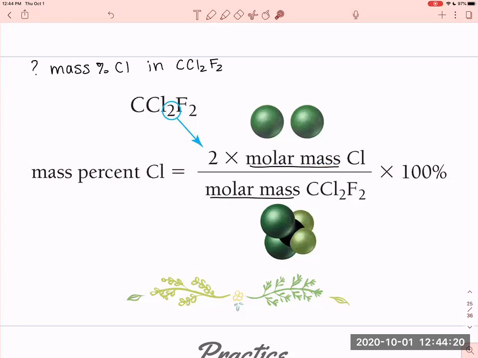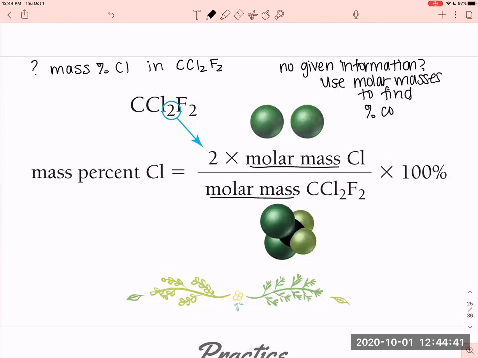So you can just use no given information, use molar masses to find percent composition. This is what you'll do in your lab when you're asked to find the theoretical percent composition. If you're not in a lab, you don't have numbers to find an experimental, you also want to compare it to what it should be, we will use the molar masses for that.